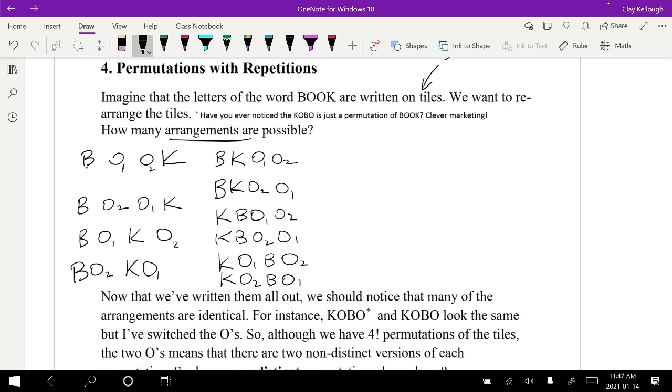Now, where are we at? Oh, I guess we could start with the O. We could have O, O, B, K. We could have O, O, K, B. We could have, what else could we have? O, O, B, K. We could have O, O, K, B. Have I run out? Am I out of arrangements?